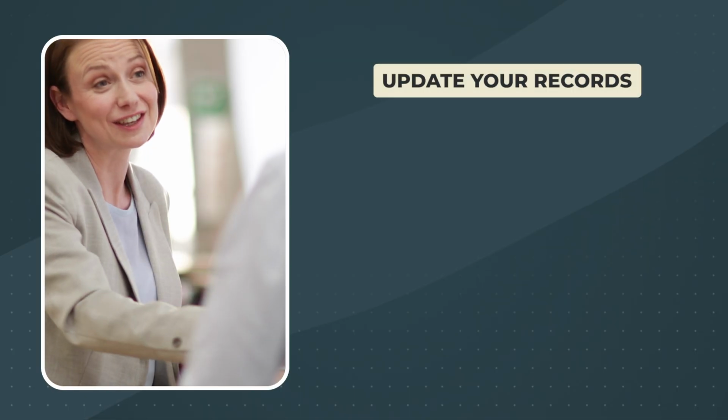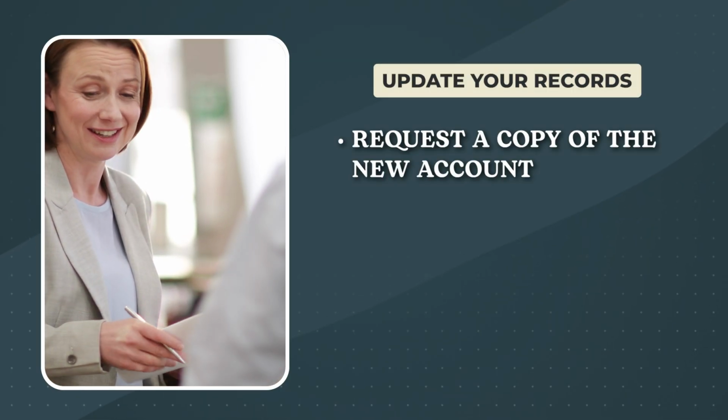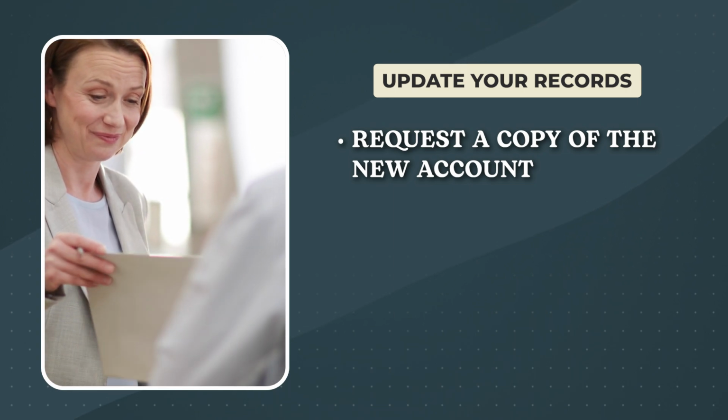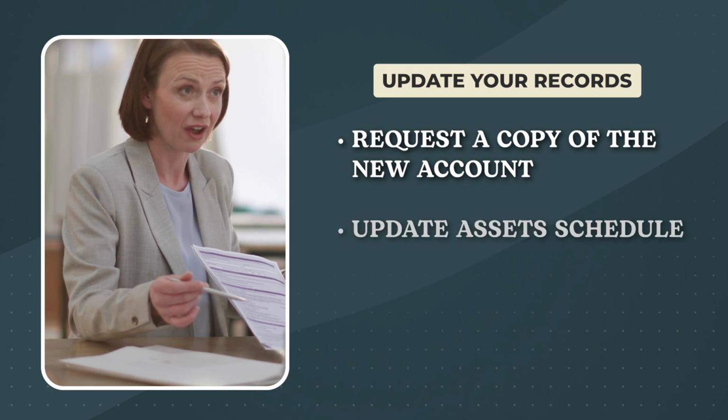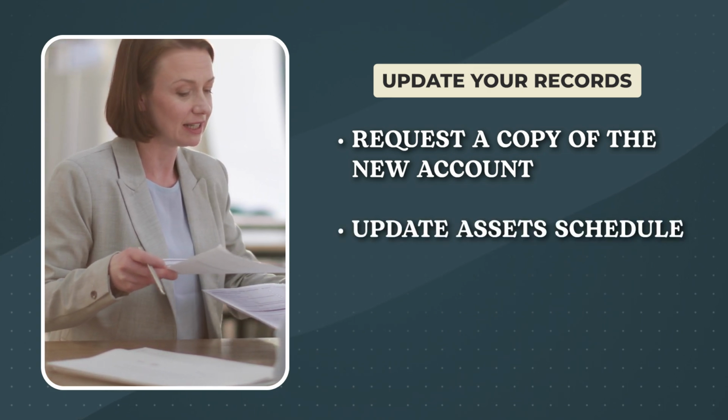And then, of course, you need to update your records. Once all of this is done, request a copy of the newly titled account and let your trustee and your estate planner know about the update. Update your asset schedule, a simple list of all your assets held in the trust. And then do this over and over again. Repeat the process for all your eligible bank accounts at different institutions. I know it's tedious, but it ensures your trust actually works when you need it most.